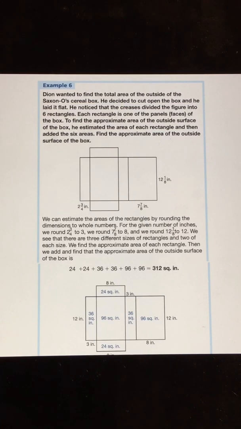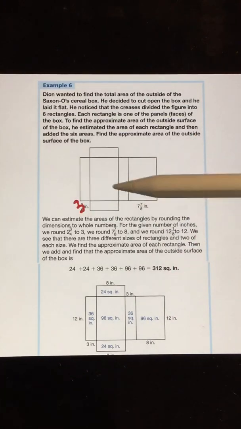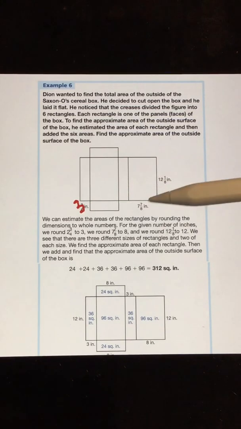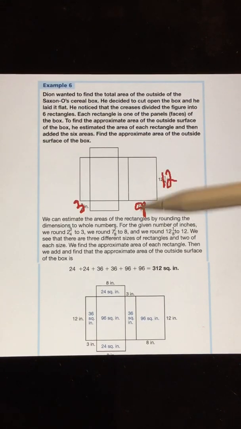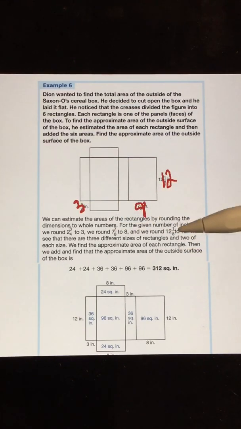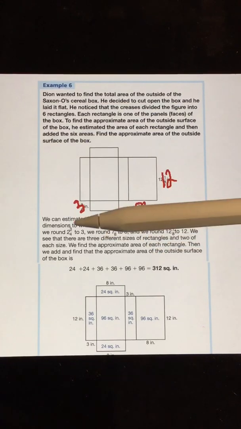All right, so first things first, he's going to turn these mixed numbers into whole numbers, right? So 2 and 3/4 becomes 3. 7 and 7/8 becomes 8. And 12 and 1/8 is just 12. All right, now as we look at this, we can estimate the areas of the rectangles by rounding, which is what we did. We find the approximate area of each rectangle, then we add and find out the approximate area of the outside surface of the box.